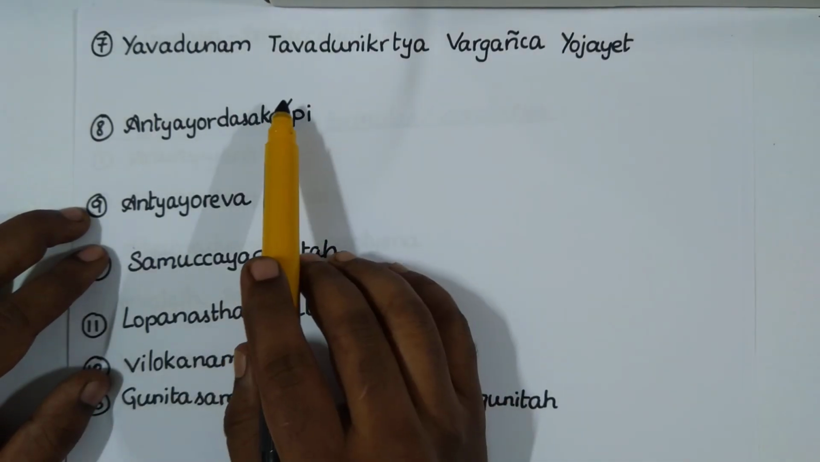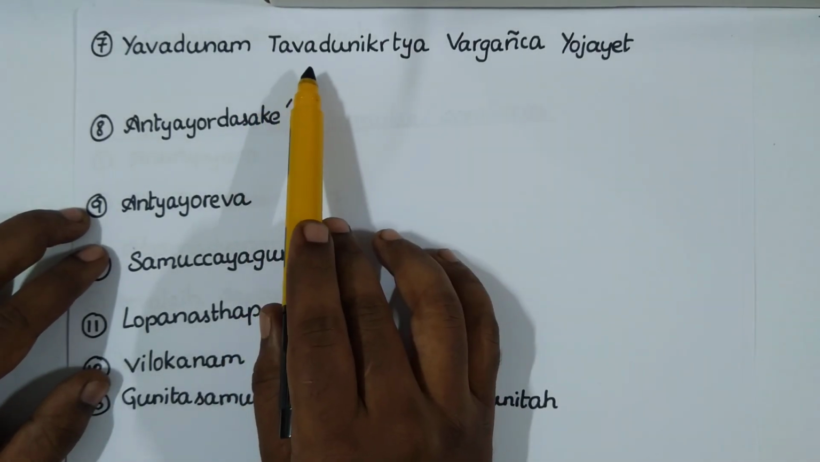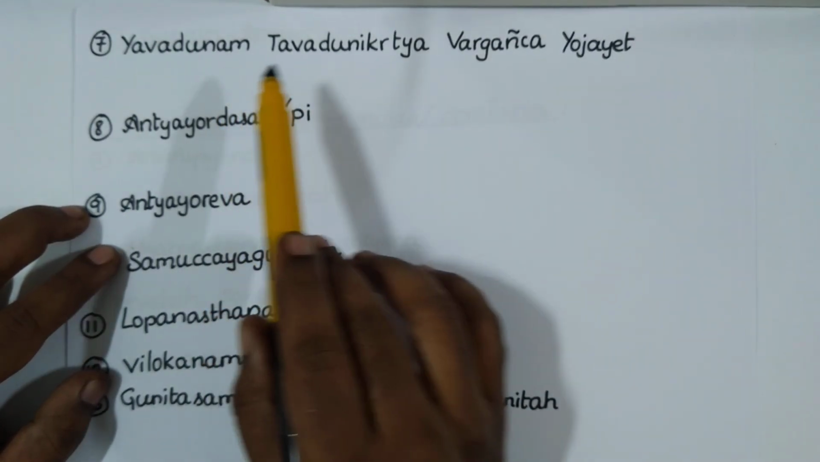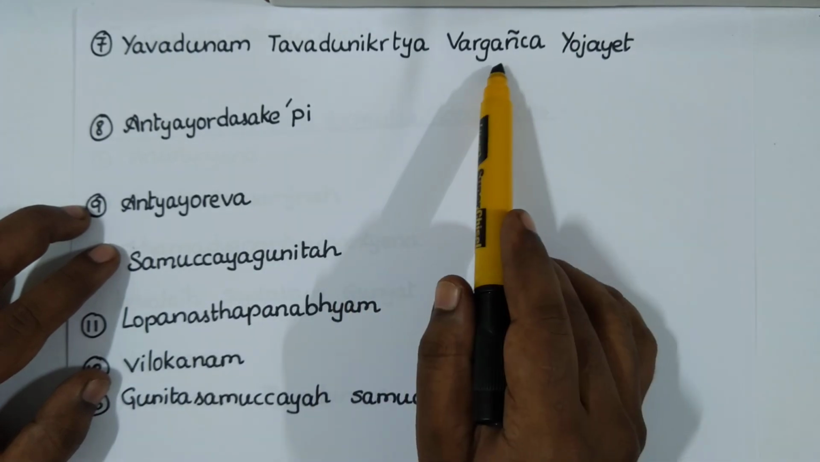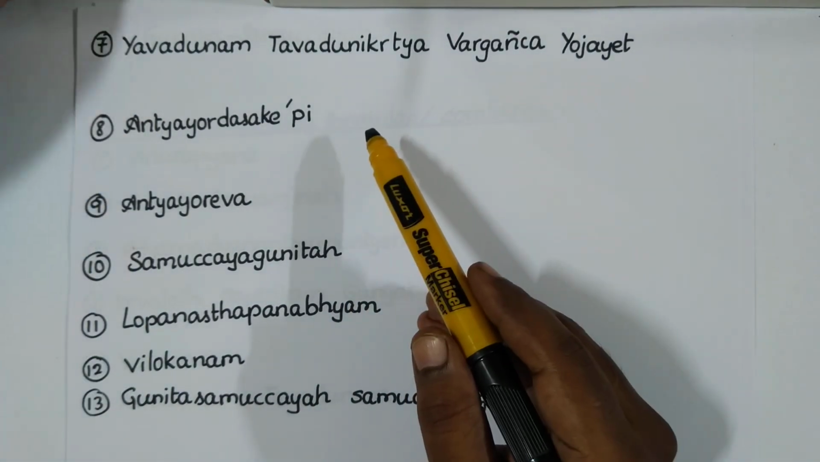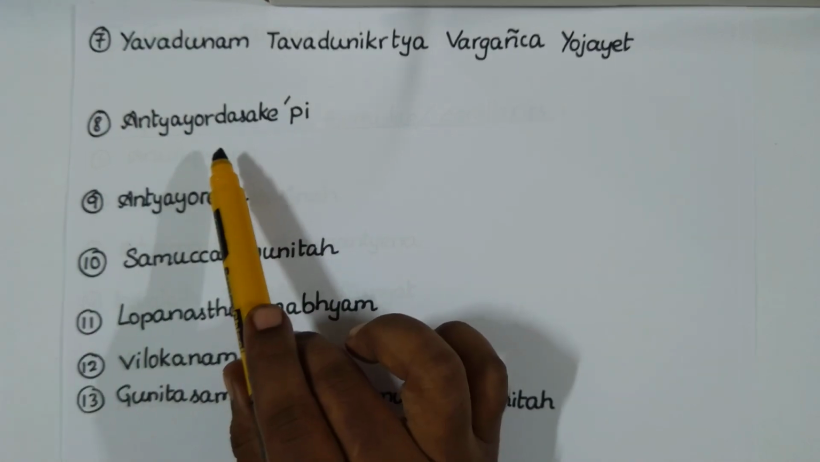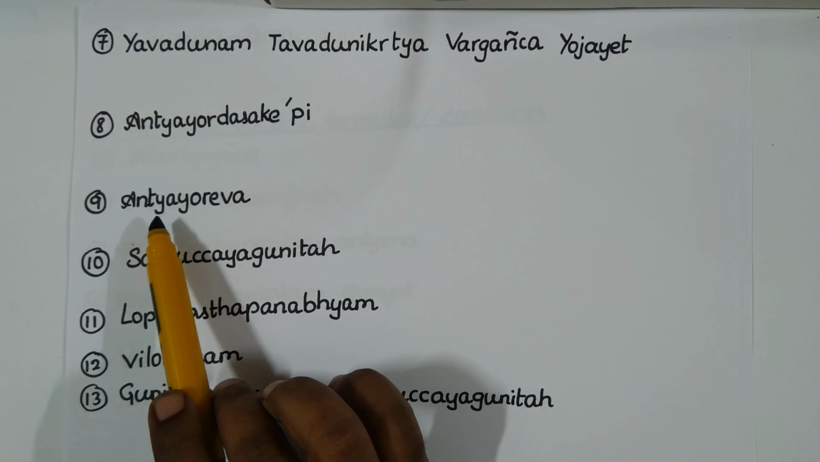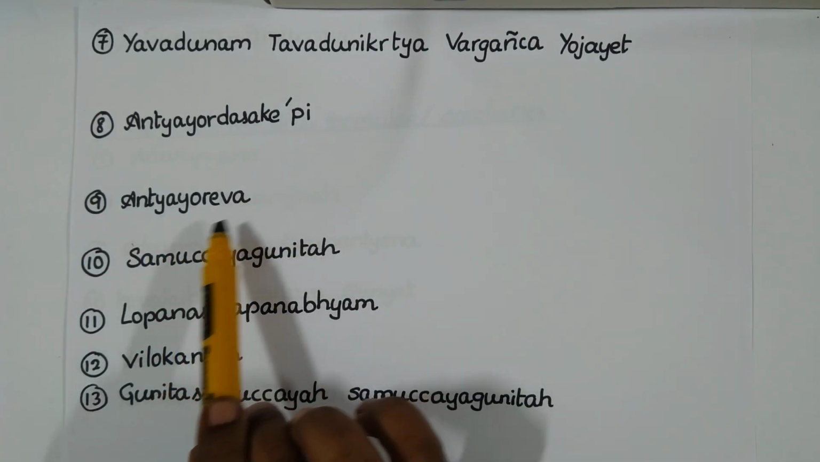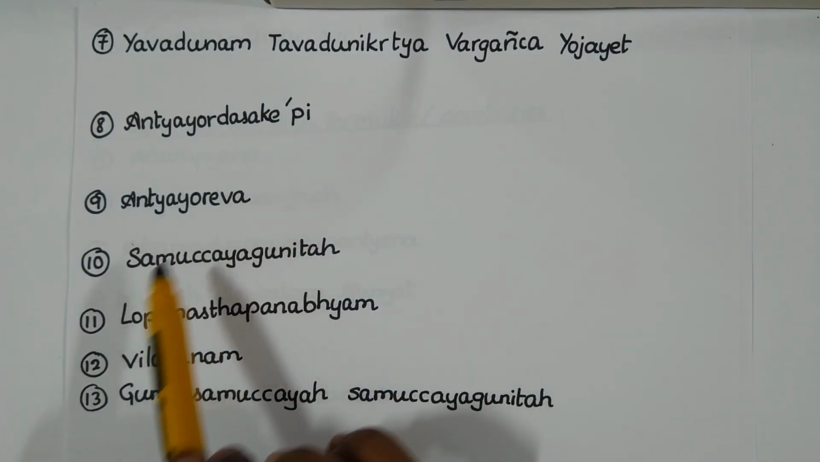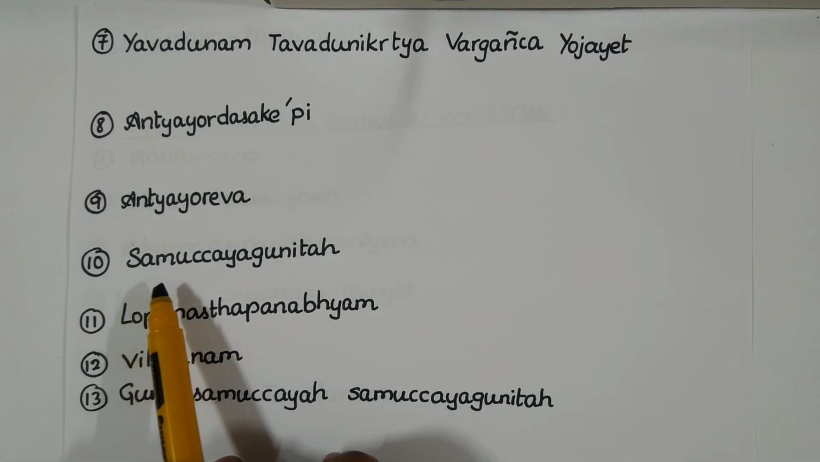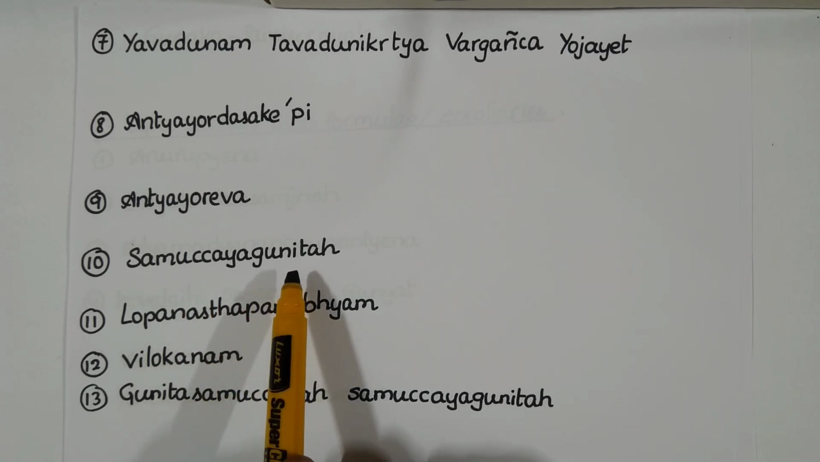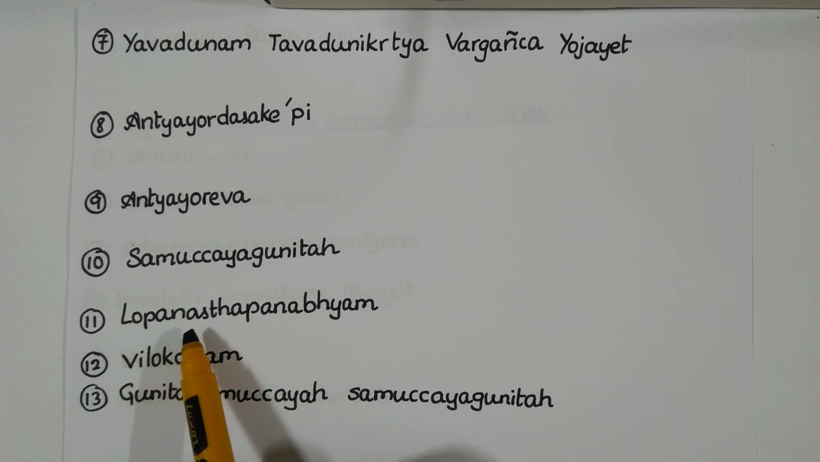Now seventh one is Yavadunam Tavadunikritya Vargam cha yojayet. And now eighth one is Antyayor Dasakepi. And ninth one is Antyayoreva. And 10th one is Samuchaya Gunitaha. And 11th one is again important.